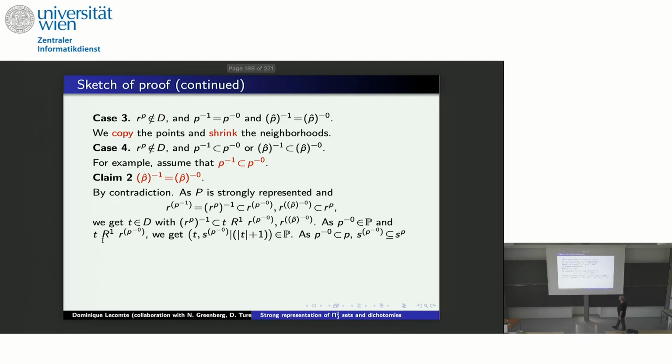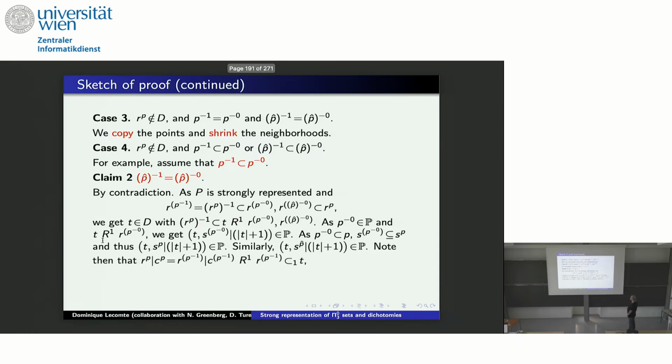But we know that P minus 0 is a pair before P. So in particular, SP minus 0 has to be an initial segment of SP, which implies that here you can replace SP minus 0 with SP. So this is on the left side, and you can do the same on the other side. And now, one last remark.